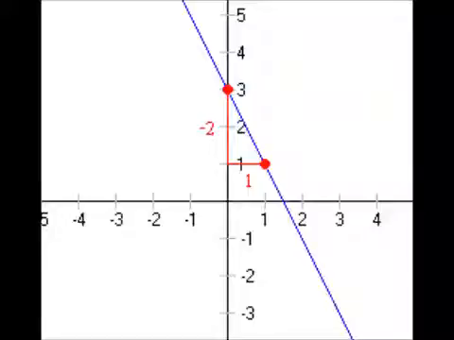Let's try another one. From looking at the graph, you can see that it rises negative 2 units and runs 1 unit. So rise over run would make the slope negative 2. Also look where the graph crosses the y-axis at 3. This is the y-intercept of the graph. You can see as well that the graph crosses the x-axis at approximately 1.5. This would be the x-intercept of the graph.